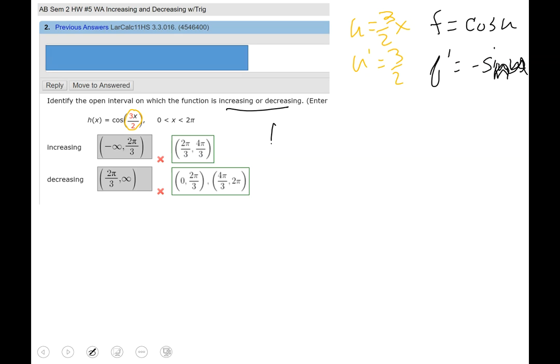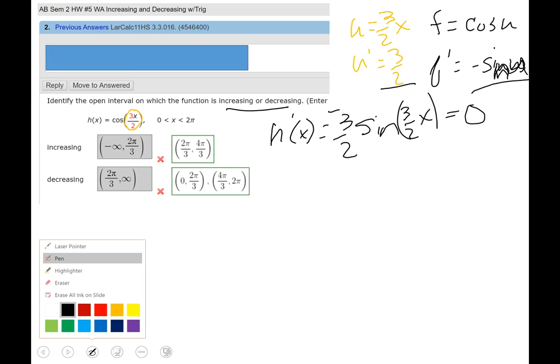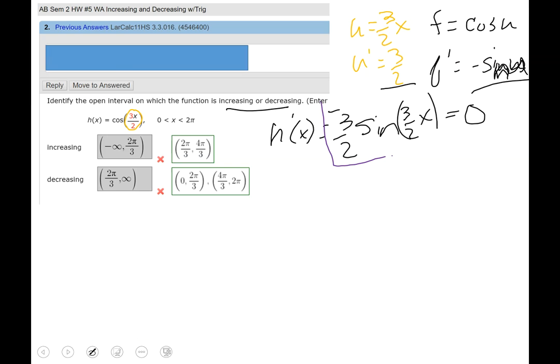All right, so h prime of x equals the derivative of the inside function times the derivative of the outside function, which would be negative 3 halves sine, and then I'm going to put my u back in, of 3 halves x. So there's my derivative. I now need to set my derivative equal to 0. This would also get boxed as my most simplified derivative for when I do my sign chart.